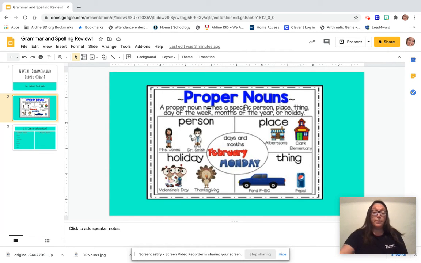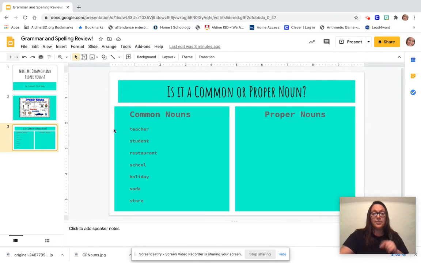So remember, proper nouns name a specific person, place, or thing. Common nouns are just everyday words we use for nouns. They're not specific to a certain person, place, or thing. Now let's practice a little in case that wasn't clear.